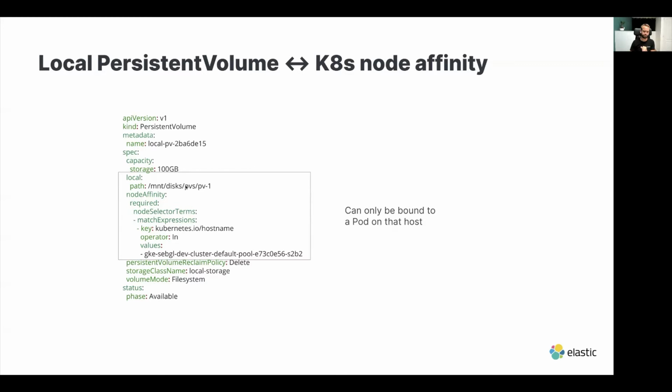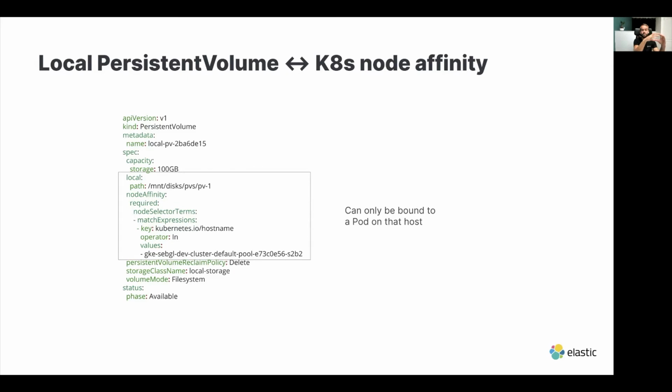And an affinity. Here, this affinity setting, I'm using a GKE cluster here, specifies that this volume can only exist on a host with that particular name, right? So whenever the scheduler schedules a new pod, and that pod is associated with a persistent volume claim, which itself is bound to a persistent volume, then the pod itself can only be scheduled on the same host as the persistent volume.